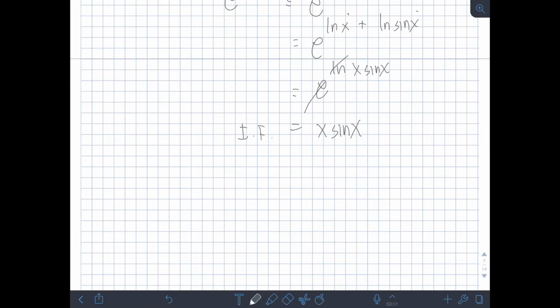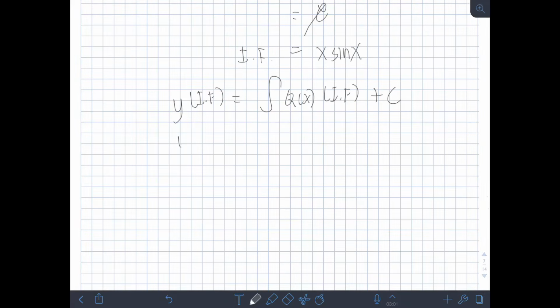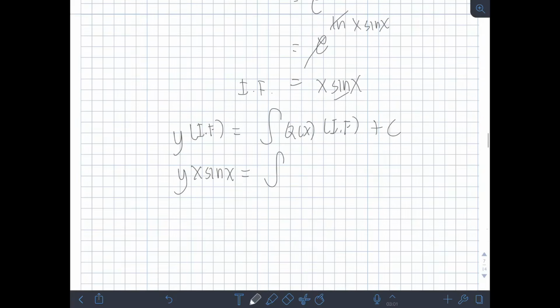So, therefore, yung general solution natin ay y times integrating factor is equal to integral ng q of x times integrating factor plus c, right? So, substitute natin. So, y times integrating factor natin na x sin x equals q of x natin ay 1. So, 1 times integrating factor na x sin x dx plus c. Or simply, integral lang ng x sin x dx plus c.